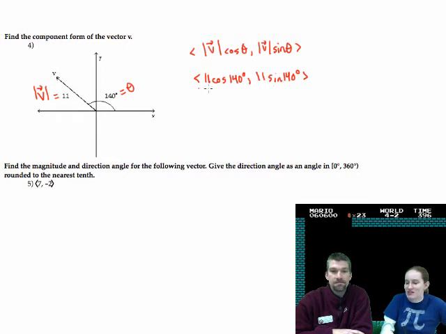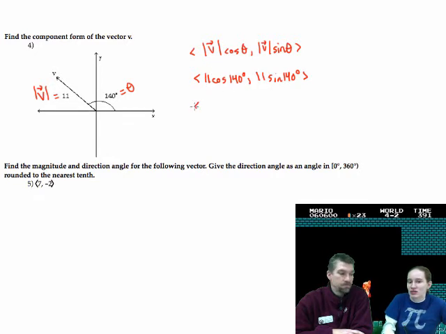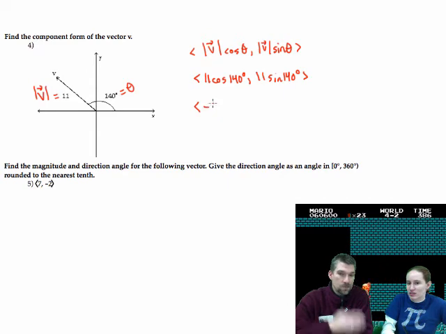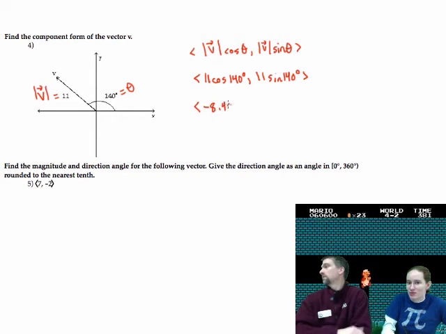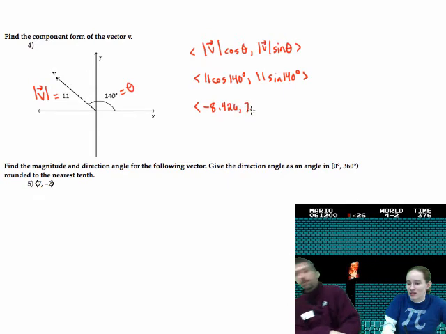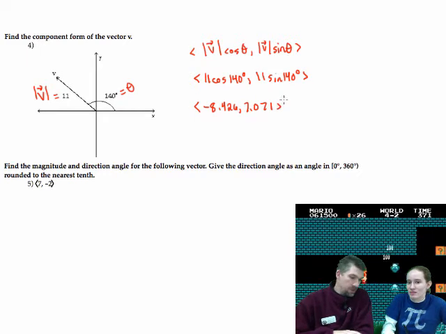We plug this into our calculator. Make sure your calculator is in degree mode. And it gives us as our answer 8.426, comma 7.071. Sure hope you plugged that in correctly.